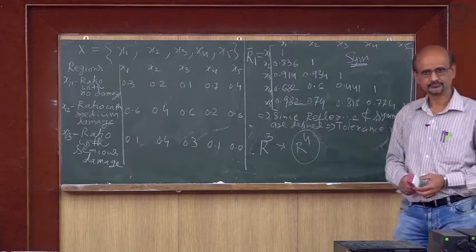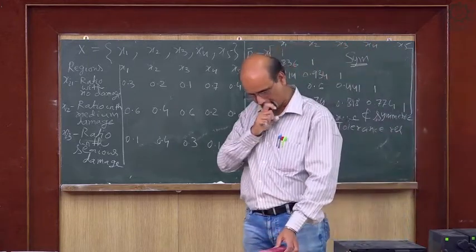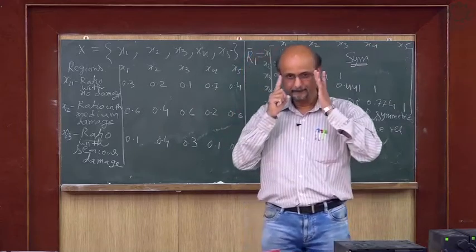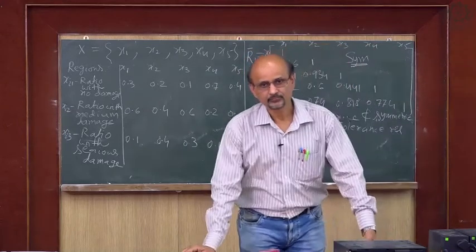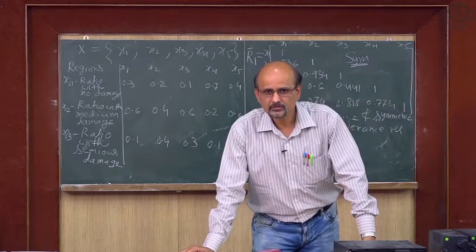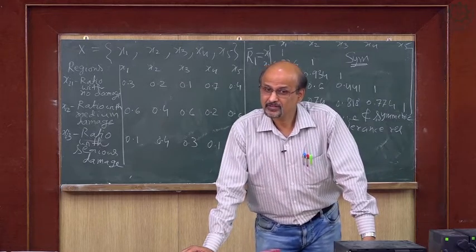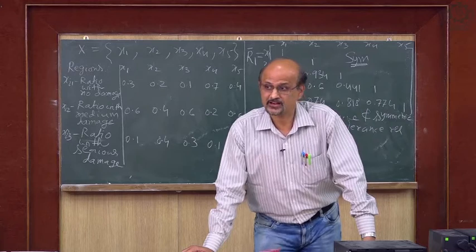Suppose R is a tolerance relation, then always R4 will be that tolerance relation. Always means? R4 will be what? Symmetric, sorry, equivalence relation. What was the theorem? Theorem was at the most Rn minus 1.